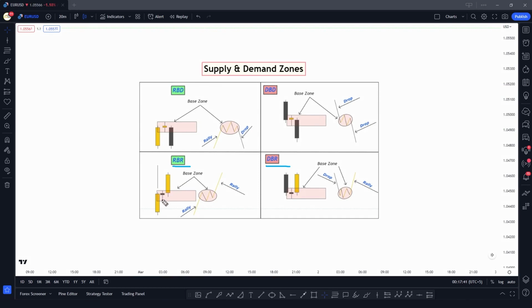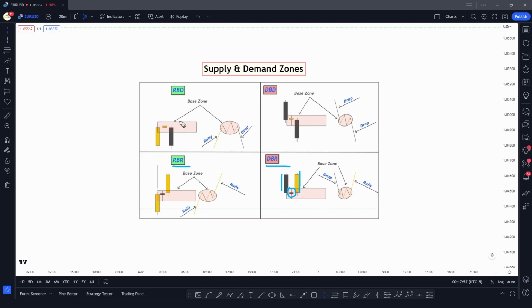So these are demand zones and they look like this, in which the first candle is an impulsive candle, then there's this base candle, and then an impulsive candle. And in our drop base rally demand zone, there is this drop candle or impulsive bearish candle, then there's this base region, and then again there is an impulsive candle.